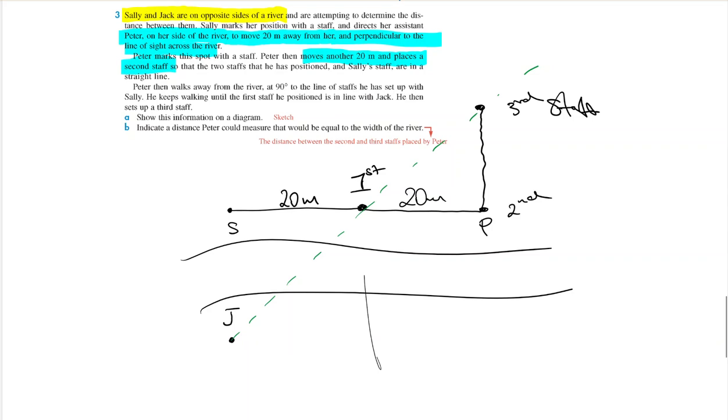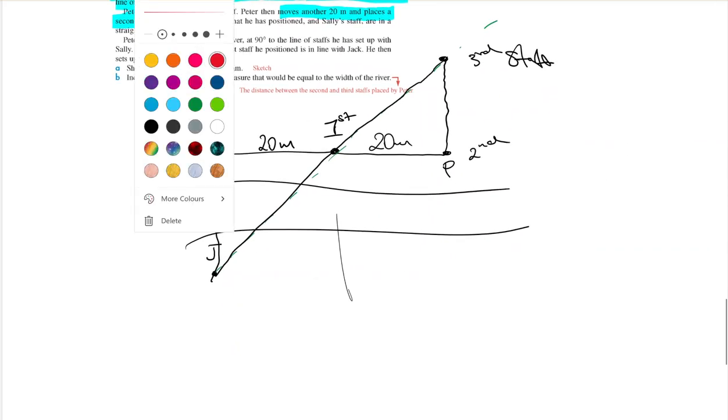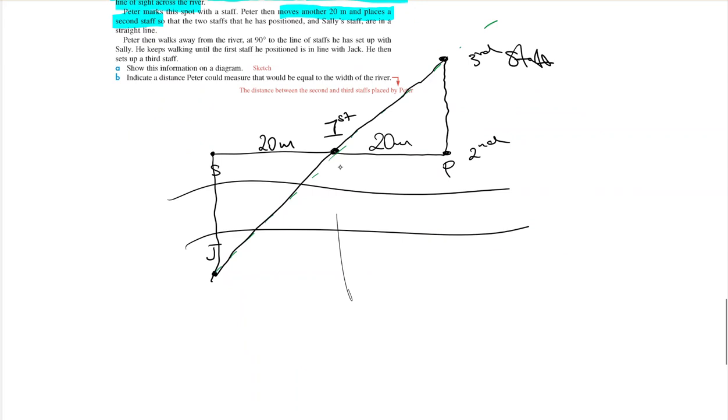Show this information in a diagram. We've shown it. All right. Indicate a distance Peter could measure. So now let's just join them. So I'll join that green line, and I can join this SJ together as well. Now, if I put some labels here, I'll put them in red. Let's leave that one SJ. I'll call this one R. P is over there. I'll put Q up there.